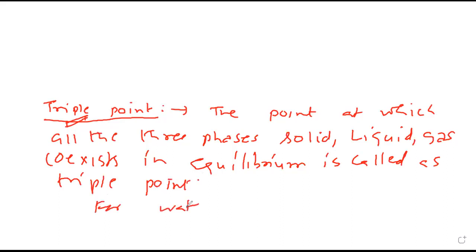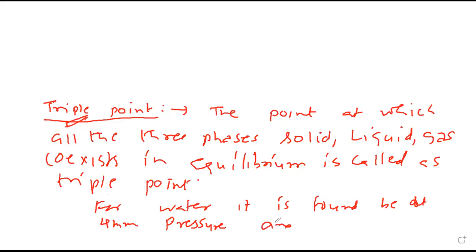For water, it is found to be at 4 millimeter pressure, 4 millimeter meaning 4 millimeter of mercury column, and at 273.15 Kelvin. For water, it coexists as the triple point at 4 millimeter of mercury. Write down triple point.